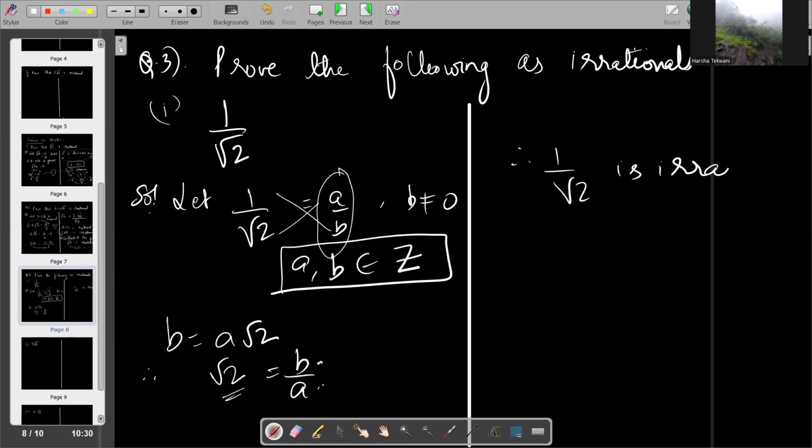You can write all the steps. Right hand side is rational. Left hand side is irrational. So if right hand side is rational, automatically left hand side should have been rational. But no, we proved it irrational.